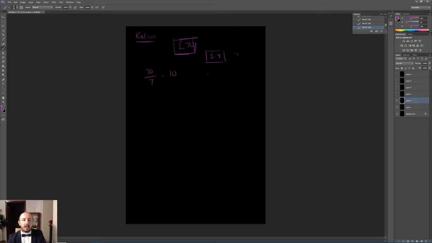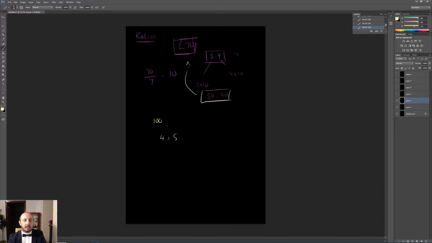So each share is worth £10. This person has 3 of those, so 3 lots of 10 shares, and this one has 4 lots of 10. So we get £30 to 40. And at the end, we just double check that they add up to our original amount up here. Okay. The alternative to that is that we might have, say, £100 for one person who's in the ratio of 4 to 5.